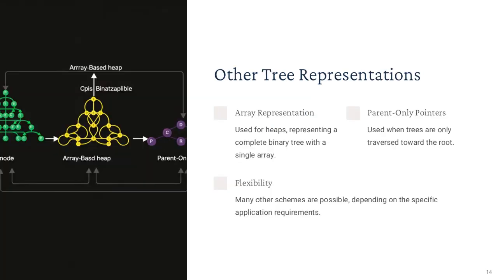Other tree representations are tailored to specific applications. For example, heaps, which are complete binary trees, are often represented as arrays. This representation leverages the compact nature of heaps, storing elements contiguously and eliminating the need for explicit pointers. In cases where trees are traversed only toward the root, parent-only pointers are sufficient, saving memory. Many other schemes, such as binary space partitioning trees for graphics or KD trees for spatial searching, cater to specialized needs. Selecting the appropriate representation depends on factors like traversal patterns, memory constraints, and the types of operations required.